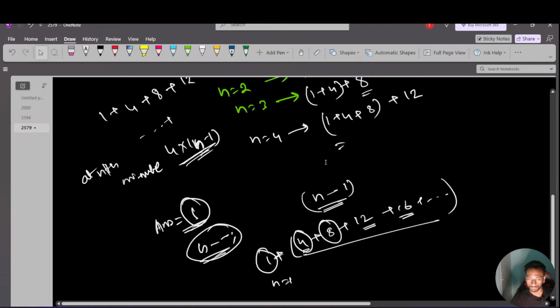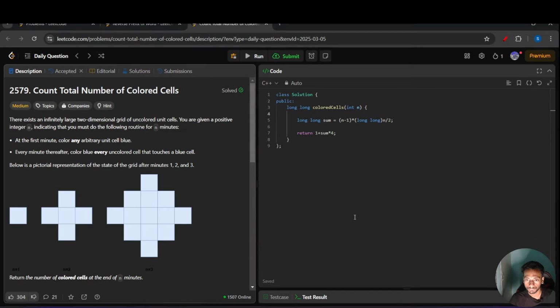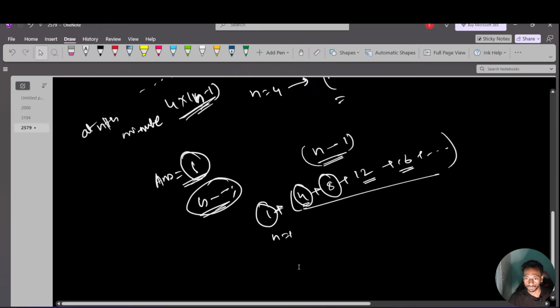So now go to the code. First of all, find the sum. You can also find the sum, and you can also optimize this.